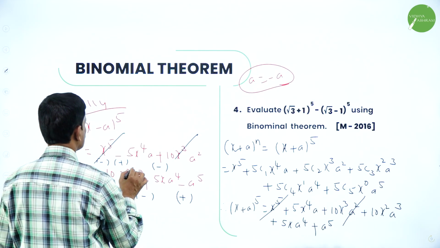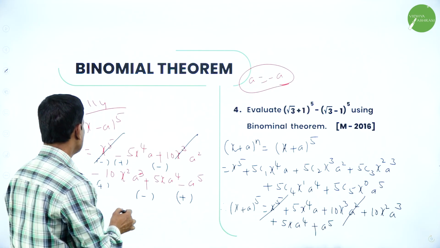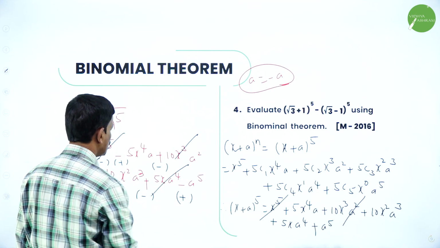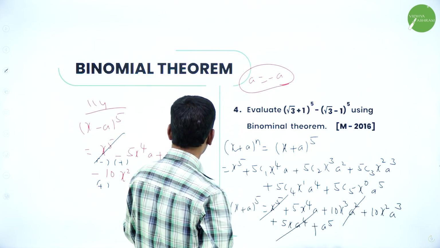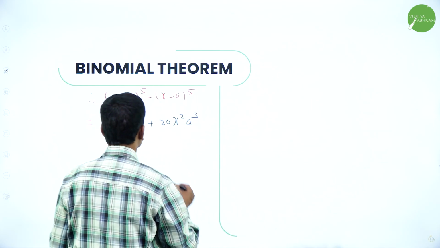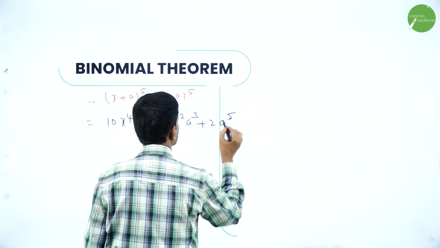times x square a cube, and the next term is minus 5x a raised to 4 plus 5 a raised to 4 gets cancelled. What we have? Plus a raised to 5 plus a raised to 5 is plus 2 times a to the power of 5.